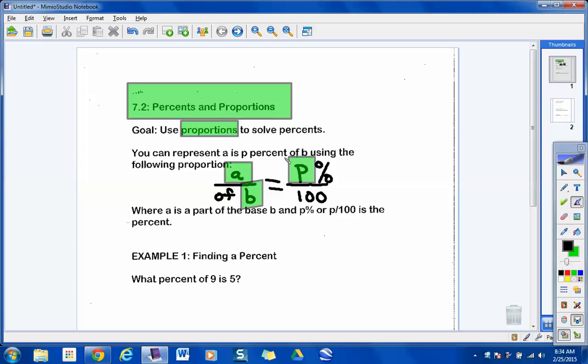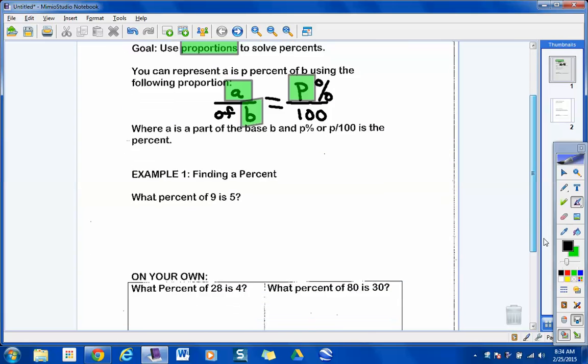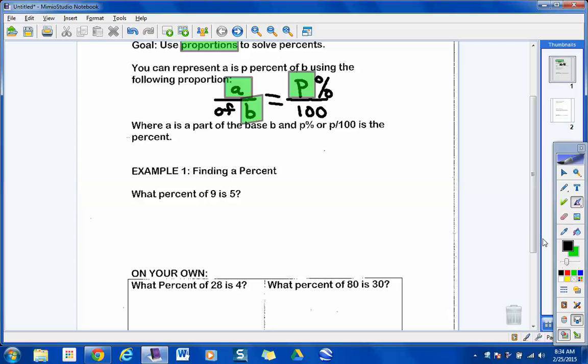So let's see if we can put this formula to good use. It says, what percent of 9 is 5? What am I trying to find here, guys? It's trying to find a percent. So of these three variables, A, B, or P, which one is going to be the unknown we're going to solve for eventually? P.